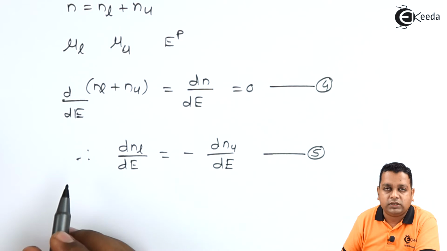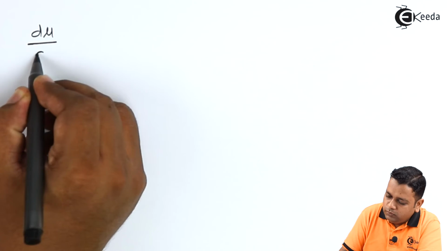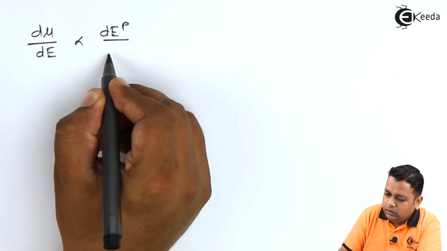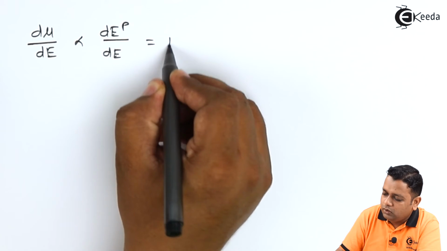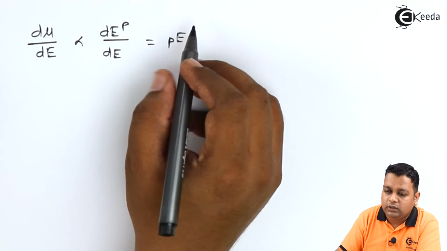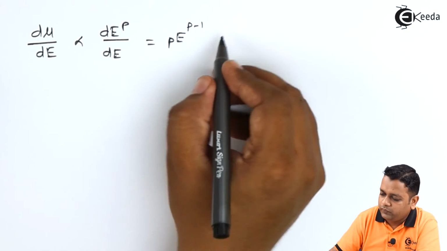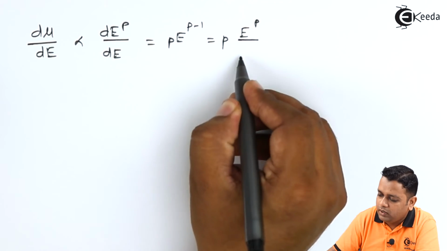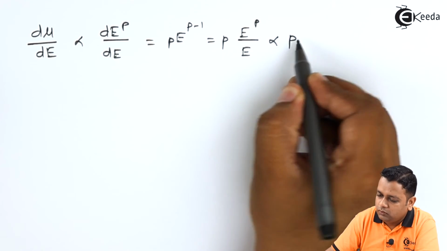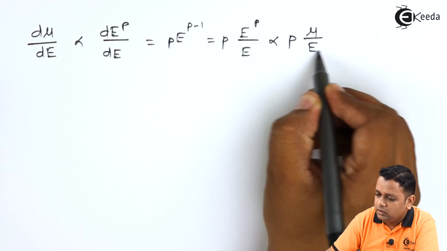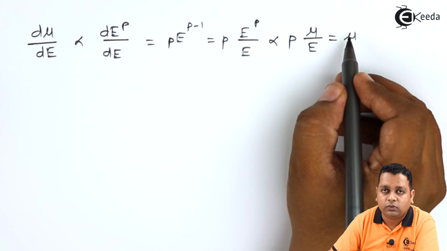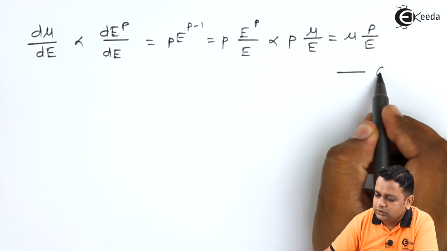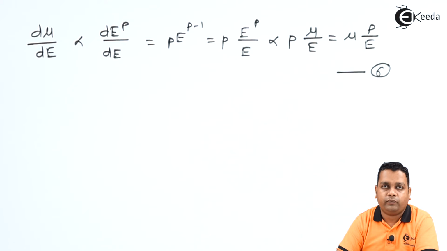Now with these two relations, we can also express d mu by dE, proportional to d of E to the power p divided by dE, is equal to p in multiplication to capital E to the power small p minus 1. This will be equal to small p E to the power p divided by capital E, proportional to p mu divided by E, and finally we can express it is equal to mu into small p by capital E. Let this be the next equation number 6.